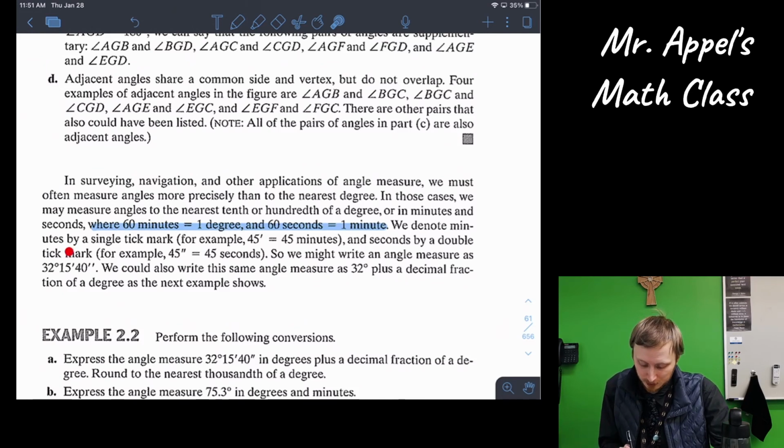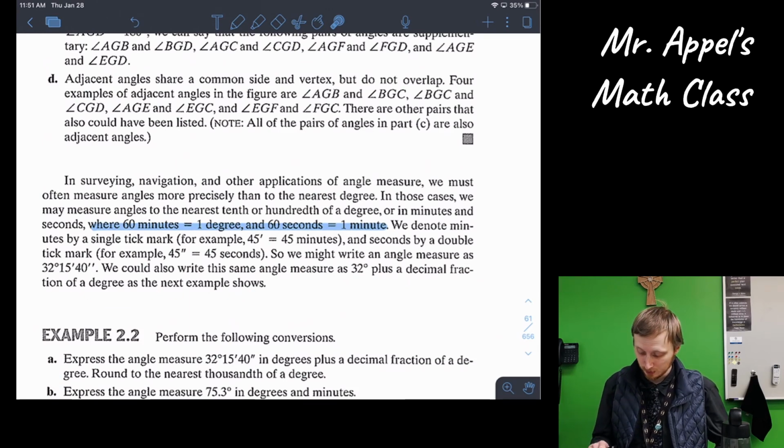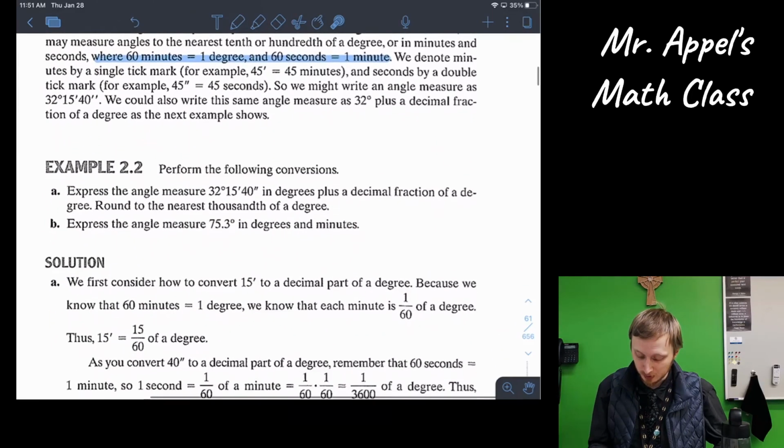We denote minutes using a single tick mark, for example, 45' equals 45 minutes, and seconds by a double tick mark. So, for example, 45'' equals 45 seconds. So we might write an angle measure as 32 degrees, 15 minutes, 40 seconds. We could also write this same angle measure as 32 degrees plus a decimal fraction of a degree, as the next example shows. This will convert from one system to the other.